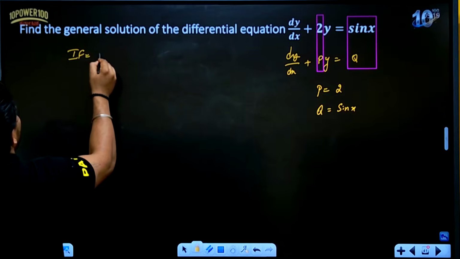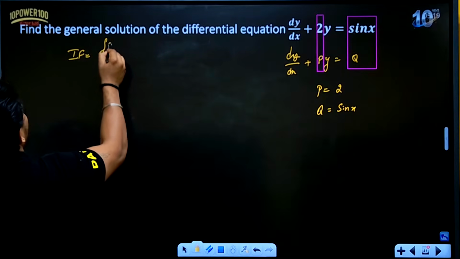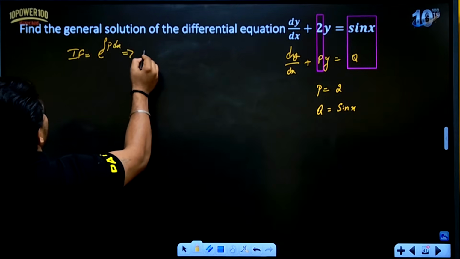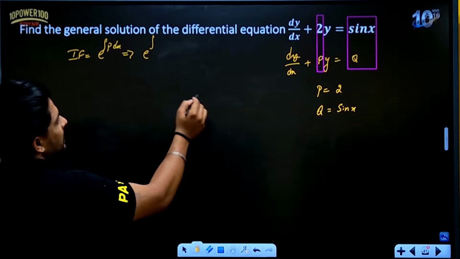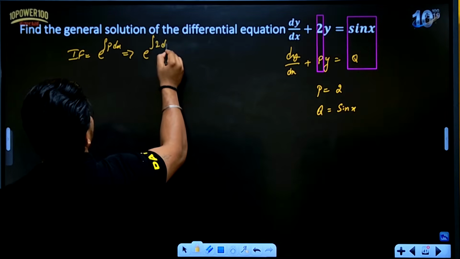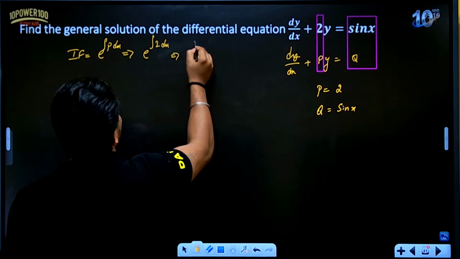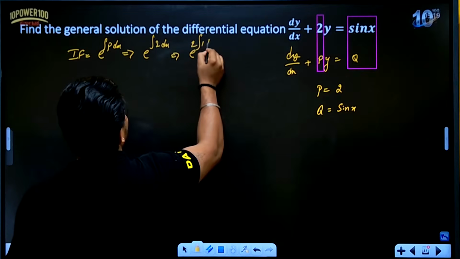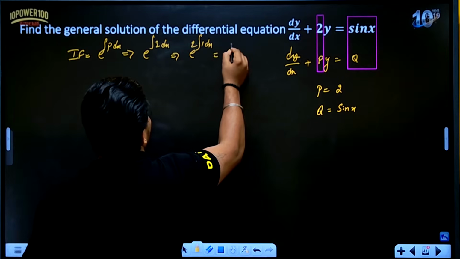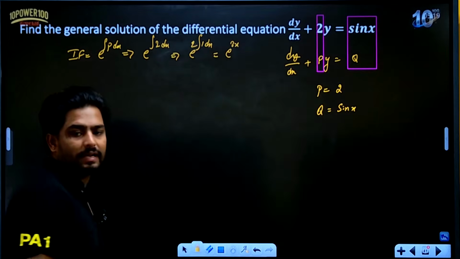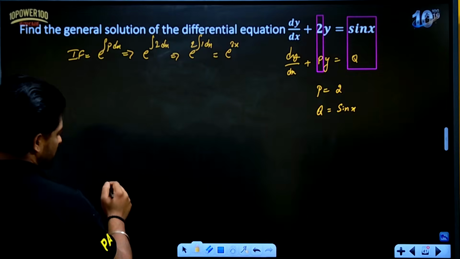Integrating factor is equal to e to the power integration of p dx. So integration of p, p is actually 2, so it is e to the power 2 of 1 dx, which is nothing but e to the power 2x. Okay, this is the integrating factor. After this, we do the general solution.